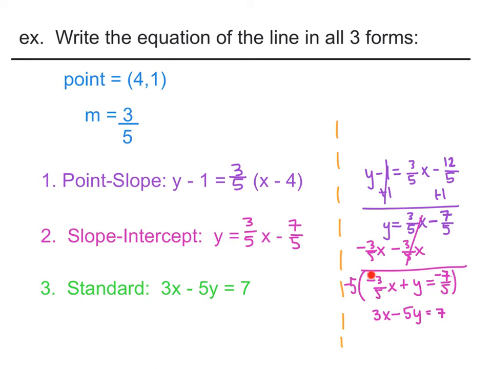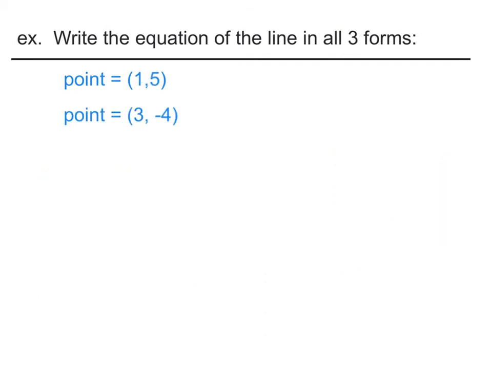Okay, standard form can't have a negative in front of x, so I have to multiply by a -1 to eliminate that negative. So I did it in one step. I distributed a -5, and that's how I ended up then with 3x minus 5y equals 7. So how'd you do? So new example.